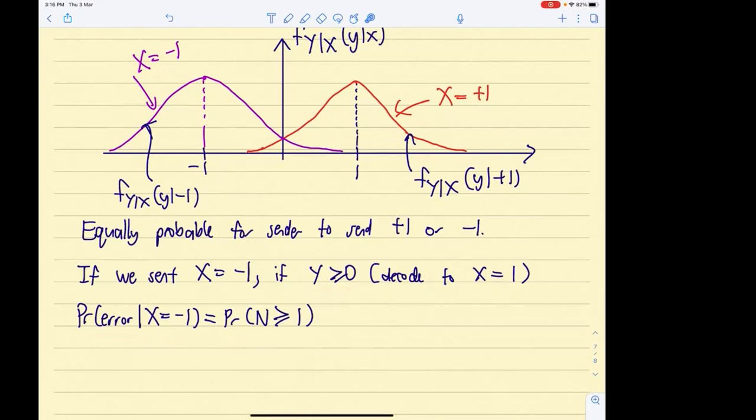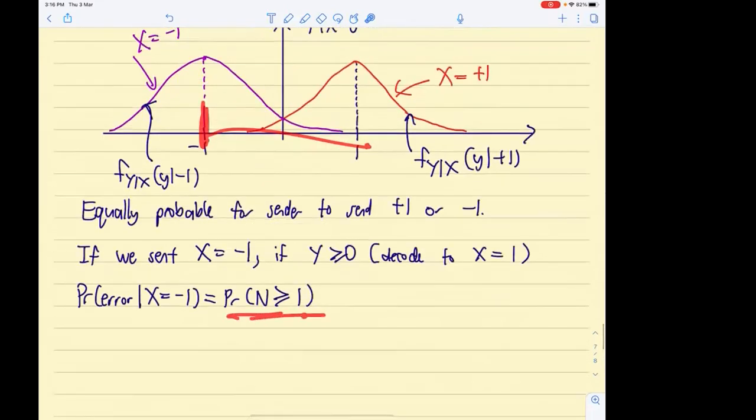You make an error, conditioned on the fact that you send a minus one, if Y is positive. But when is Y positive? It is when the noise is too positive. The noise is bigger than one. Are you with me? All right, so you were here initially. The noise must kick you to the right-hand side. So that is what is written here. You were here initially, but the noise must kick you to this half plane here.